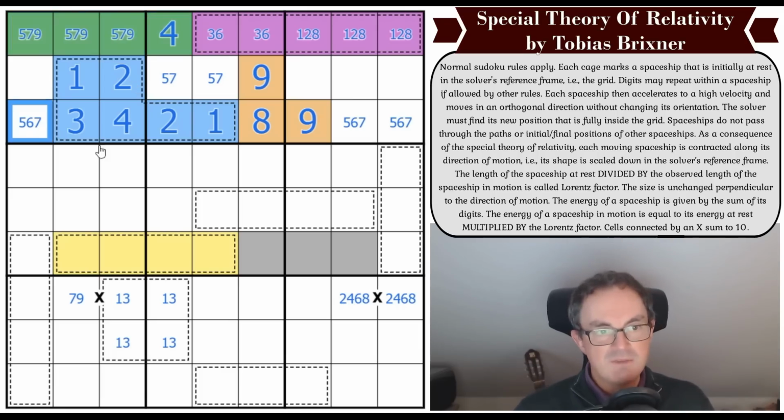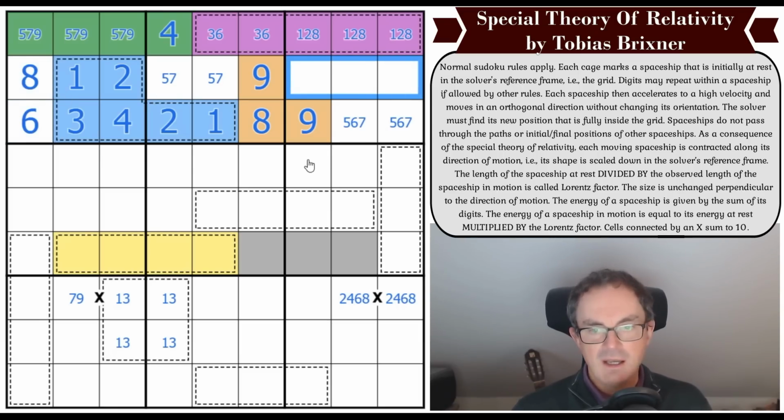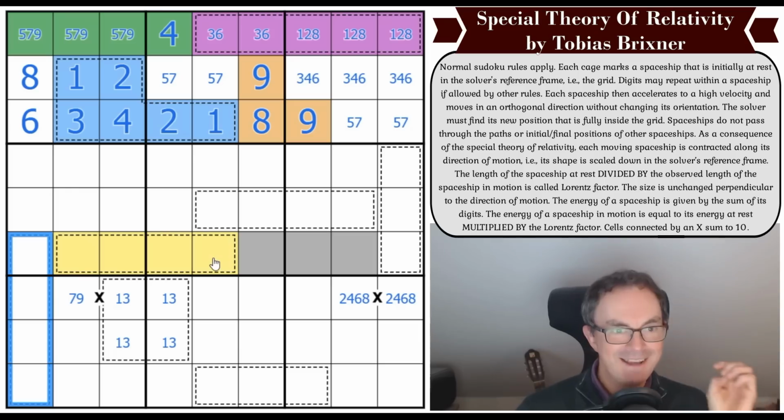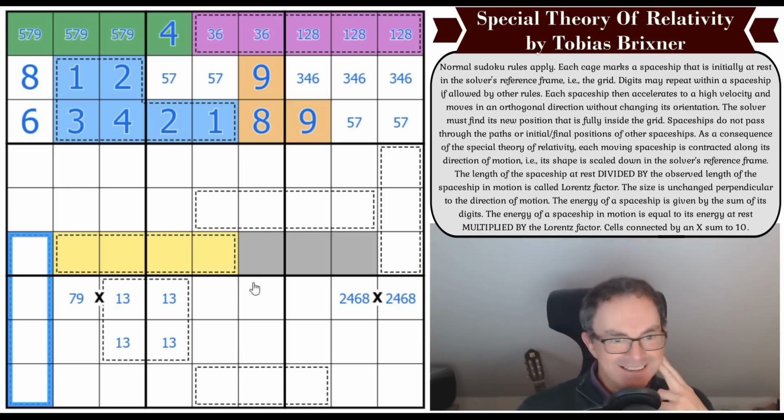Now, if this is 5, 7, 9, that's a 6 now. So that's an 8. So these squares are 3, 4, 6. Ah, this is great. 3, 4, 6. That's not 6. There's 5, 7 here, 5, 7 here, 5, 7 up there. Now, is it that one? I don't know. Is it?